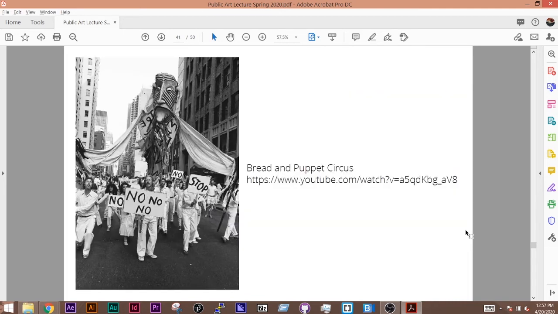Bread and Puppet Circus, they are a collective of activists and artists in Vermont who stage these really large performances of puppetry as part of it, and marches to talk about actions that are happening politically.